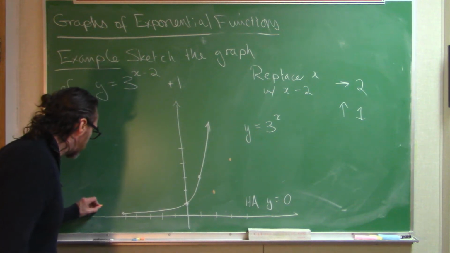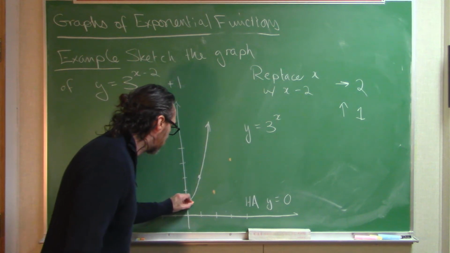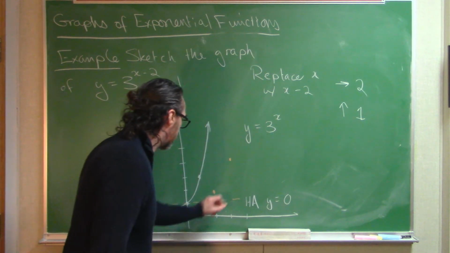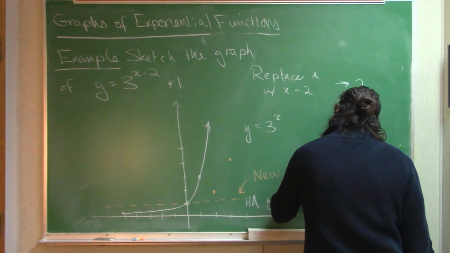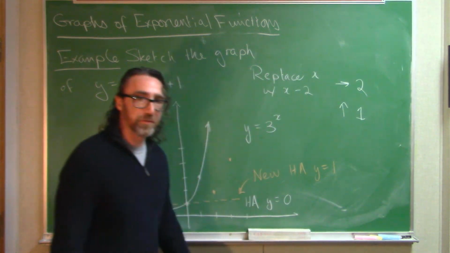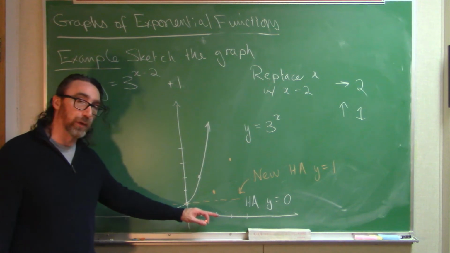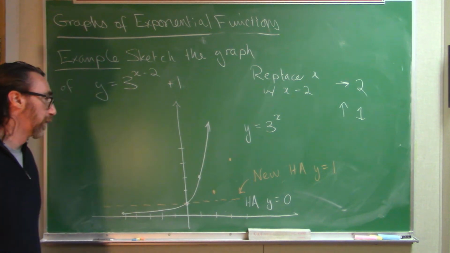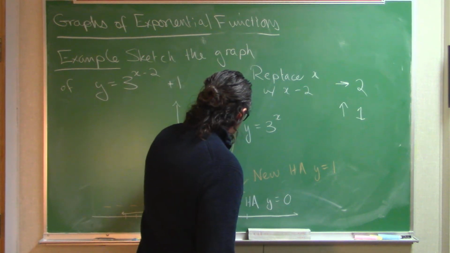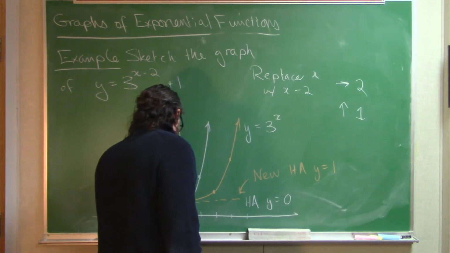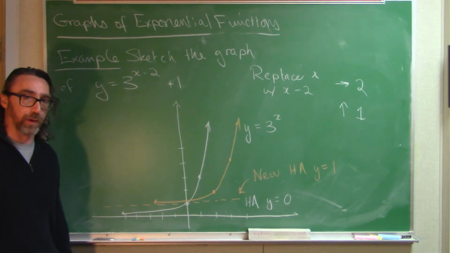I'm also going to get a new horizontal asymptote. The whole graph moves up 1 unit. So the horizontal asymptote for my new graph is not going to be at y equals 0. It's shifted up 1 unit. The horizontal asymptote is now y equals 1. And then we do our same basic hockey stick curve, not flattening out towards 0, but flattening out towards our new horizontal asymptote at y equals 1.